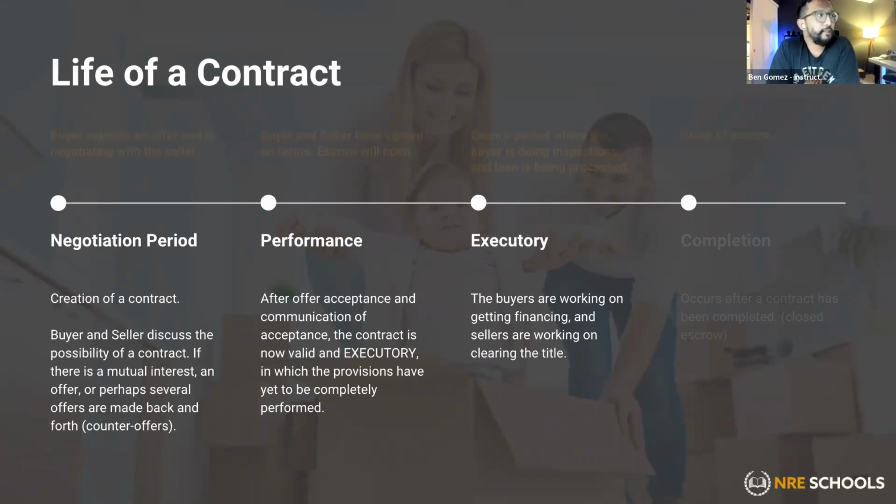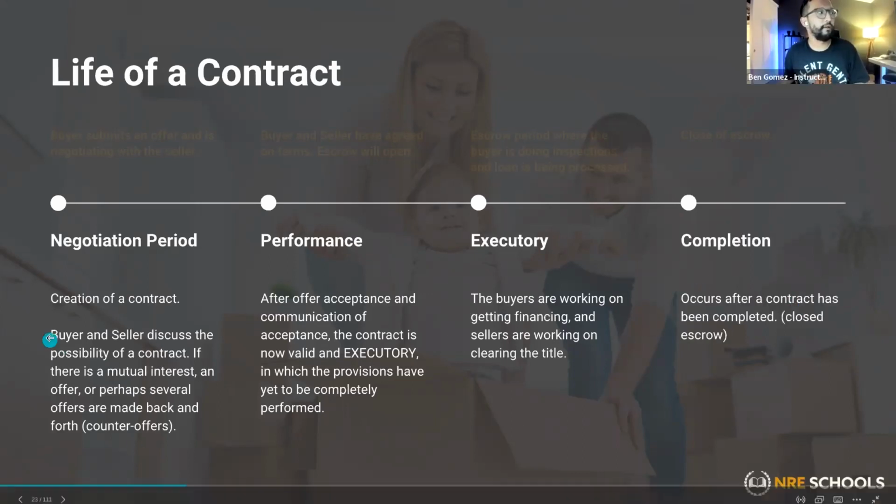If we were to call this the escrow period, this is the escrow period of the parties. Buyers are working on getting financing, sellers are working on clearing title. If our transaction is for 30 days, this would be day 2 to day 30. This is the executory phase of this contract. And then when we close escrow, that is the completion phase.